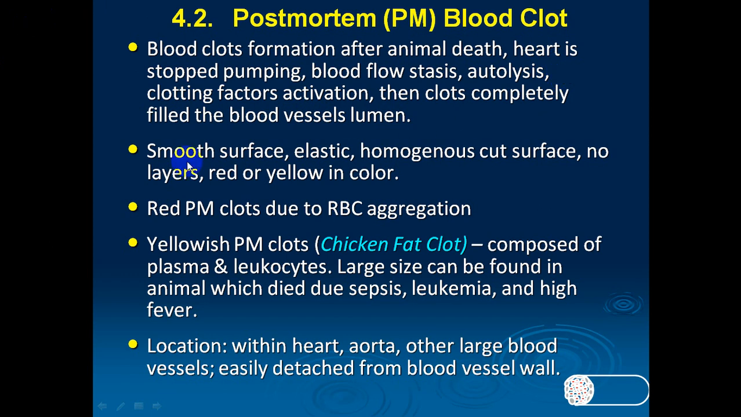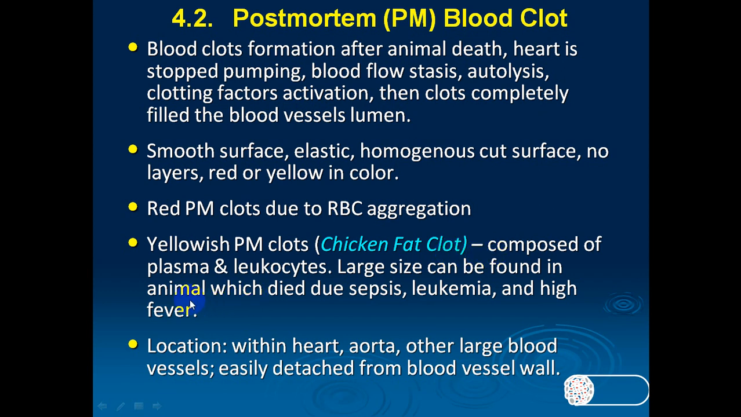In postmortem blood clots, the surface is smooth, not rough, and elastic. There is a homogeneous appearance on the cut surface, and also there are no layers, and it can be red or yellow in color. Red if there is RBC or erythrocyte aggregation. Yellow if the postmortem blood clot is largely composed of leukocytes and also a little bit of plasma. This yellowish blood clot, we call it the chicken fat clot.